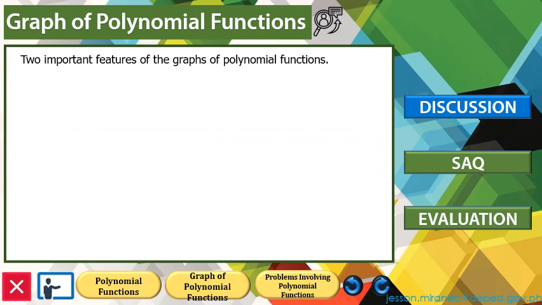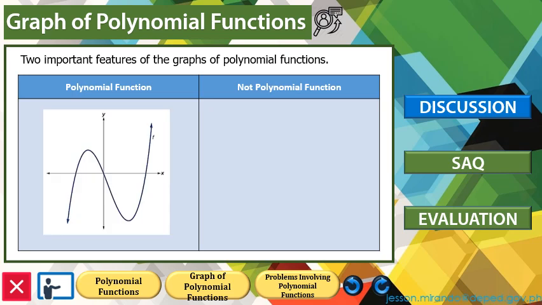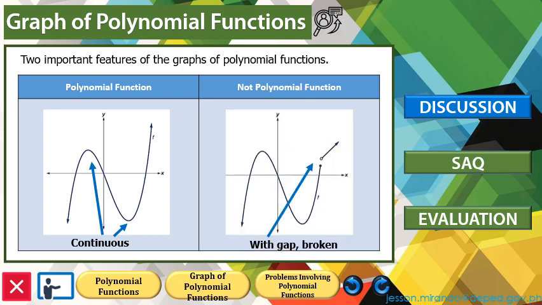There are two important features of the graphs of polynomial functions. The first feature is that the graph of a polynomial function is continuous. Essentially, this means that the graph of a polynomial function has no breaks, holes, or gaps. It can be drawn without lifting your pen from the rectangular coordinate system.